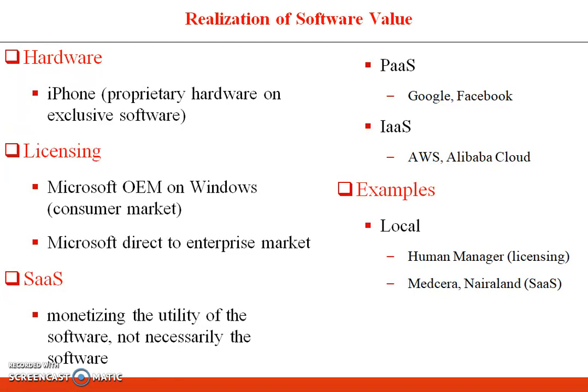And we have entities that you can call platform as a service. An example is Google, Facebook. And then you also have infrastructure as a service like AWS, Amazon Web Services, Alibaba Cloud. So these are subsections of SaaS, meaning that they are building software solutions, not necessarily to sell that software, but rather for the utility that the software makes available in their ecosystem.